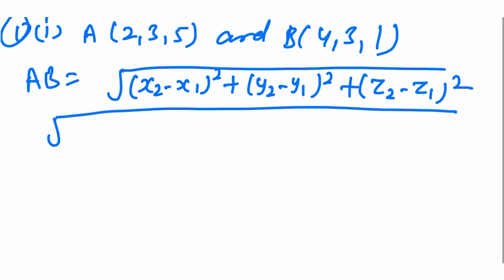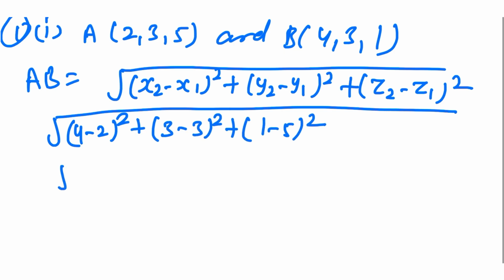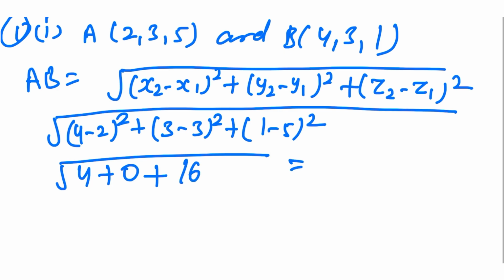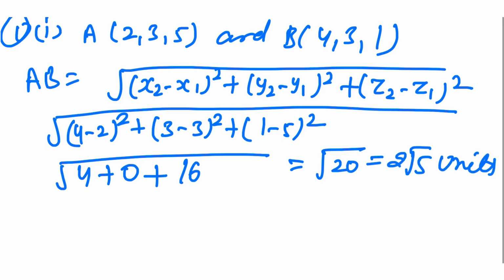So here x2, y2 and z2 are 4, 3, 1 and x1, y1, z1 are 2, 3, 5. Applying that, (4 minus 2) square plus (3 minus 3) square plus (1 minus 5) square. So 4 minus 2 is 2, 2 square is 4, 3 minus 3 is 0, 0 square is 0, 1 minus 5 is minus 4 and minus 4 square is positive 16. So square root of 20, or we can write it as 2 root 5 units. As this is a distance, a unit should be there.